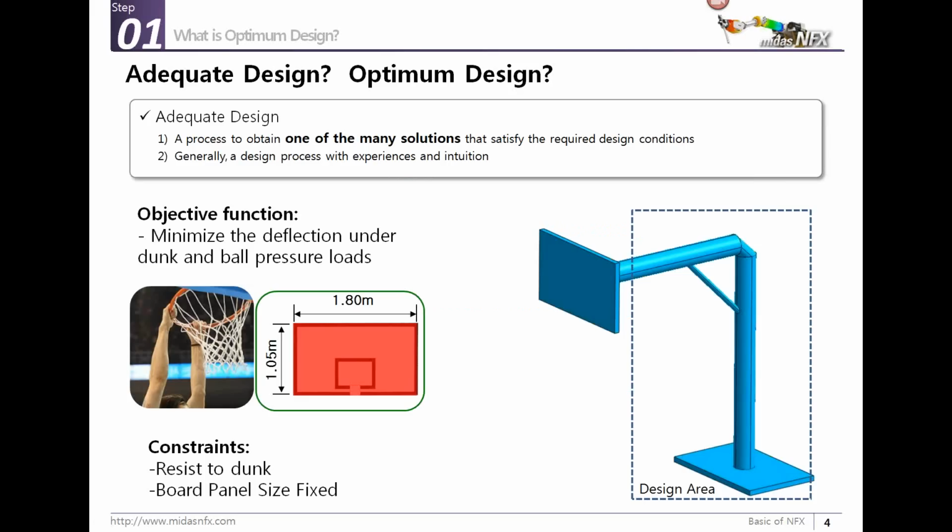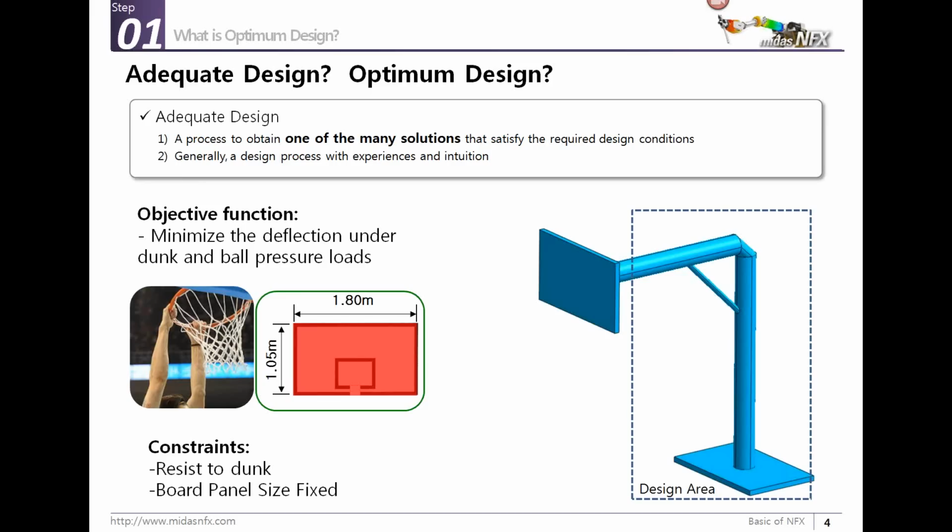So first of all, let's talk about adequate design. When I consider this basketball hoop problem, for example, I have a certain objective function, which is to minimize the deflection, maybe under the dunk and the ball pressure loads. I have some constraints, which is to resist the dunk, and, for example, the size of the board panel is fixed. So this is also a constraint. I need to always keep these things in mind in my design.